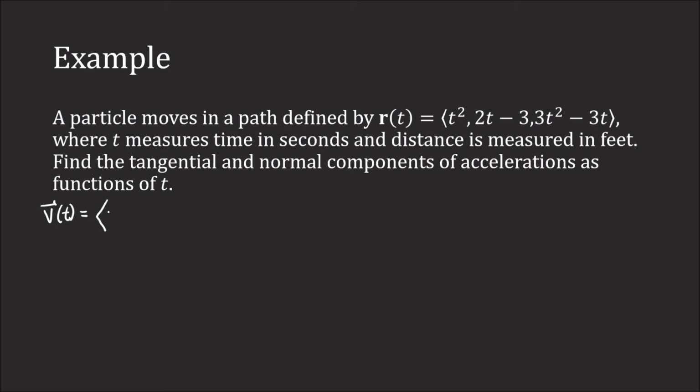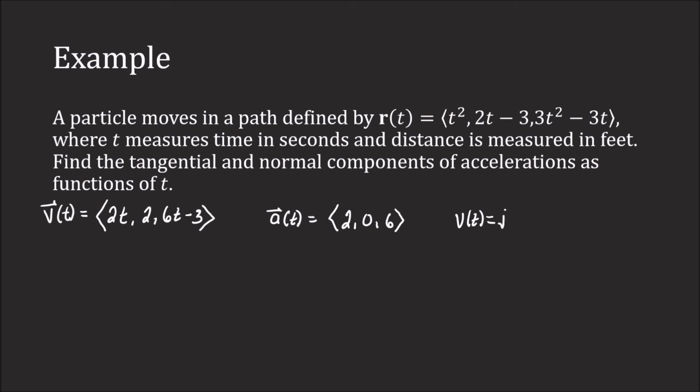So we get 2t, 2, 6t minus 3. Then we want to find acceleration, which is just the derivative of velocity. So it's 2, 0, 6. Next up, we need speed, which is just the magnitude of velocity.